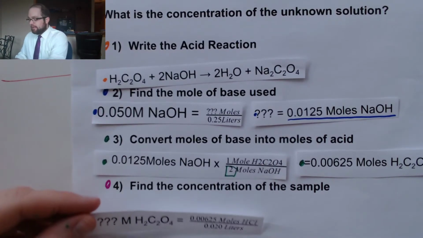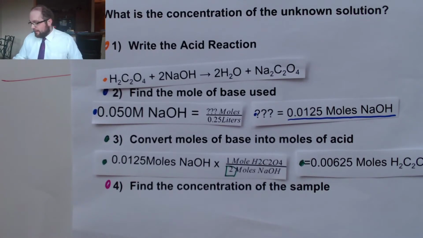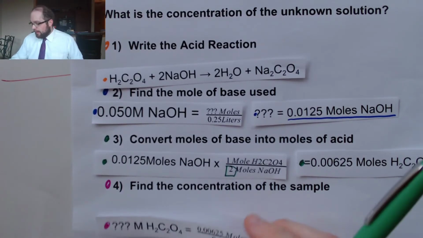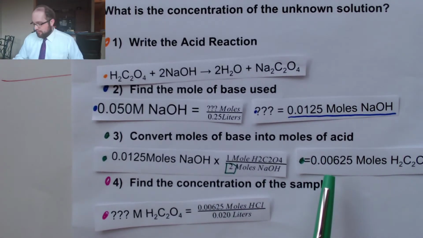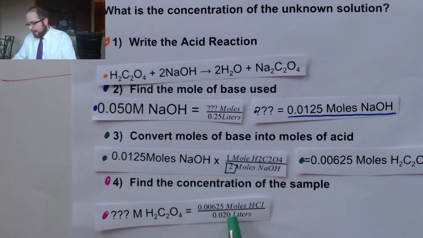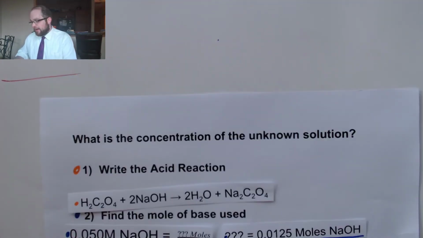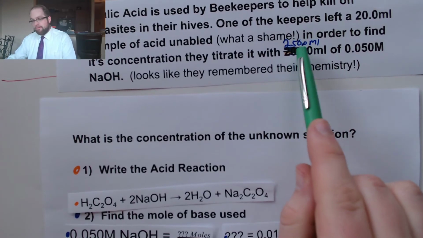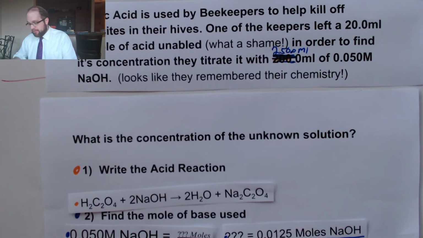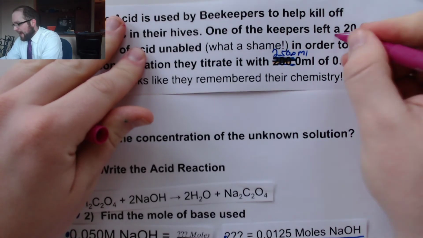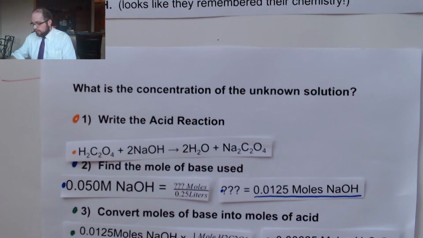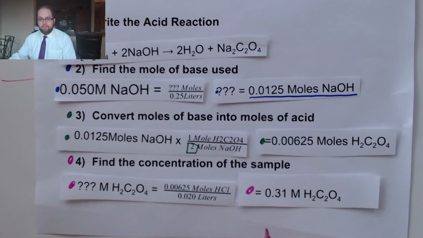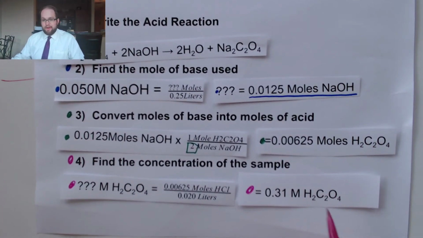In our final part, we need to find the concentration of our actual sample. We know our moles of acid, that 0.00625 we just found, and we're dividing by the liters of acid. Again, a common mistake: do not use your volume of base here. We want to go all the way back up to the top to find the amount of acid that we had. So our final answer is going to end up being 0.31 molar oxalic acid, because we're dividing those 2 final amounts.